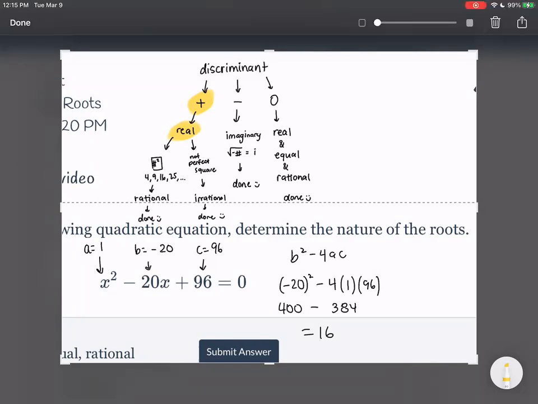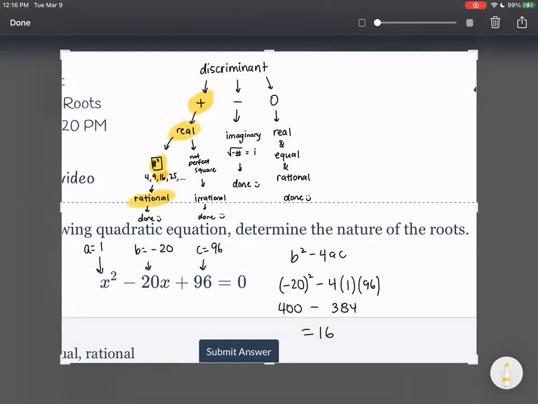Okay, now let's take a look. Is it a perfect square or is it not a perfect square? Well, 16 is equal to 4 squared, so that is a perfect square. Remember, that's a number right here. So it is a perfect square, which means we have a rational root as well. So we have a real rational root.